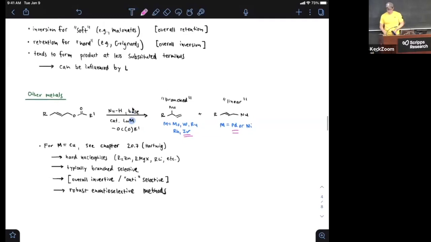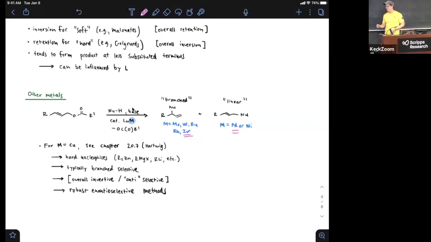There's a lot of important work that has been done with copper, and copper is great for mediating allylic substitutions with hard nucleophiles such as organozincs, Grignards, organolithiums. The features of this are somewhat similar, somewhat different. I think they're sufficiently different that they're covered as a separate chapter of the Hartwig textbooks. In the interest of time, we won't go into those details, but I direct you to that chapter.